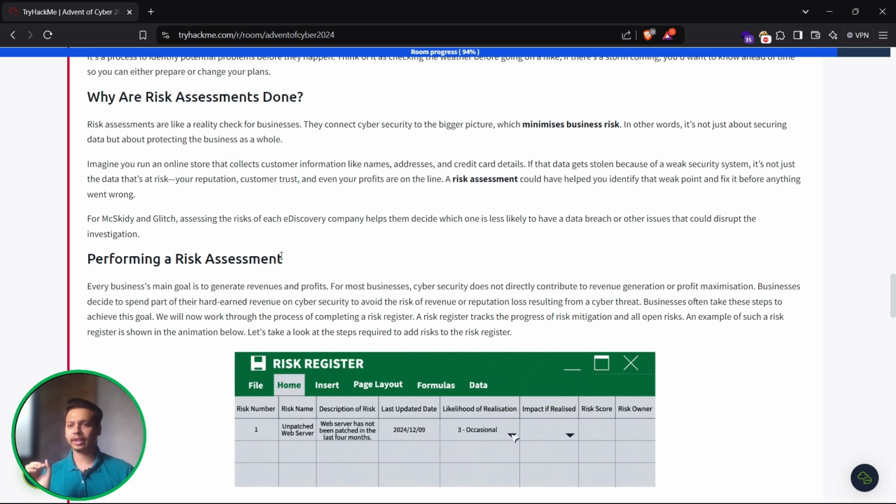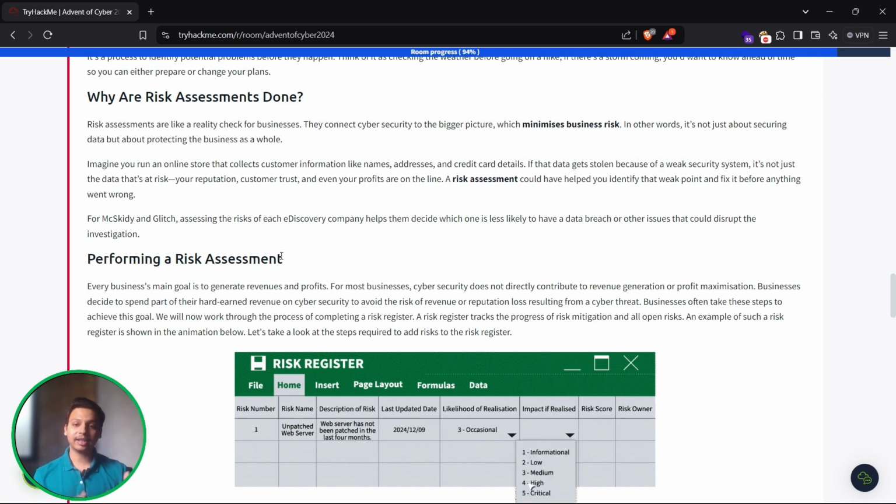So why are risk assessments done? Risk assessments are like a reality check for the business. They connect cybersecurity to the bigger picture of minimizing business risk. In other words, it's not just about securing data but about protecting the business as a whole. Imagine you run an online store that collects customer information like name, address and credit card details. If the data gets stolen because of a weak security system, it's not just the data that is at risk. Your reputation, your customer trust, and even your profit are on the line. A risk assessment could have helped you identify that weak point and fix it before anything went wrong.